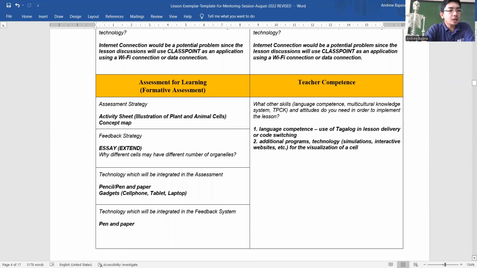Teacher competence: what other skills and attitudes do you need in order to implement the lesson? One, language competence, the use of Tagalog in lesson delivery or code switching. The second, additional programs or technology like simulations or interactive websites for the visualization of itself.